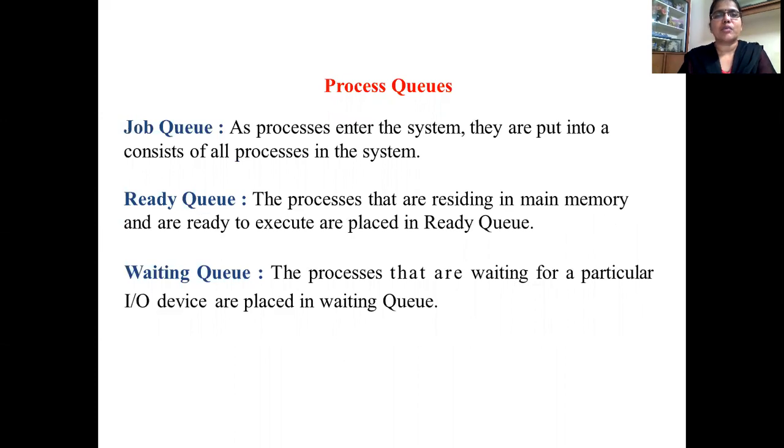Next, we are going to see the process queues. There are 3 queues which are used by a process. At any point of time, a process can be in one of these 3 queues. A process is placed in a job queue when it is brought into the main memory for the first time, and it is moved to the ready queue when it is ready for its execution, and it is moved to the waiting queue if it is waiting for any event to occur.